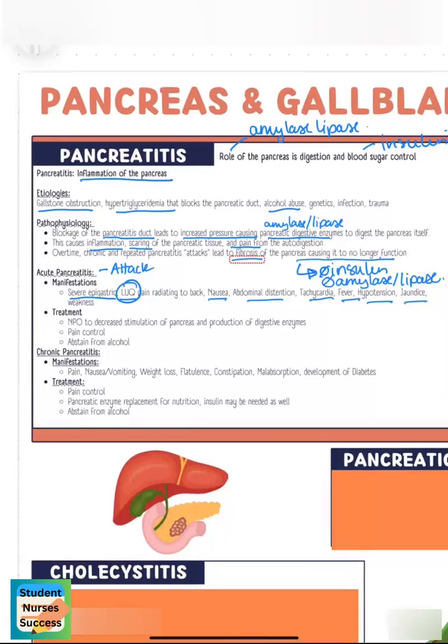Now, treatment for acute pancreatitis includes NPO. One of the problems is that the pain from pancreatitis is from amylase and lipase leaking out into the pancreas and causing this autodigestion. What stimulates amylase and lipase to be produced is food. So, our best bet is to make the patient NPO to decrease the stimulation of the pancreas and the digestive enzymes to stop this autodigestion.